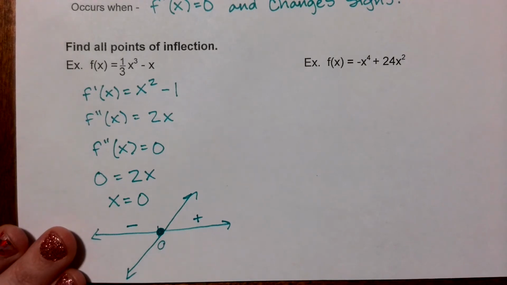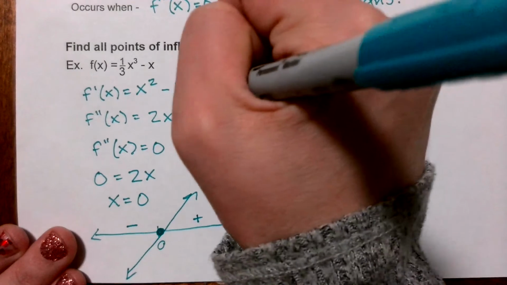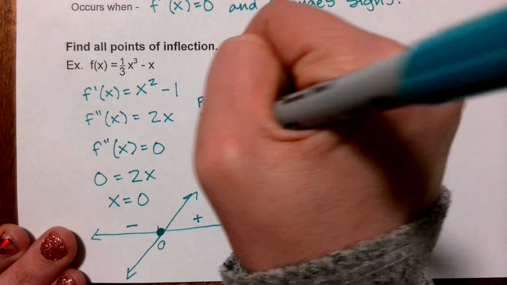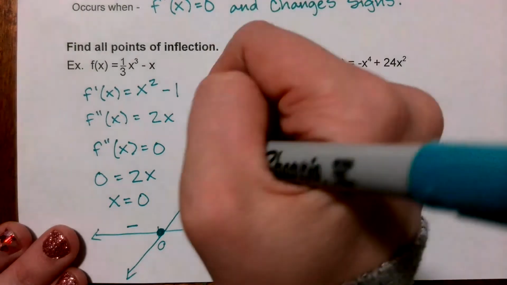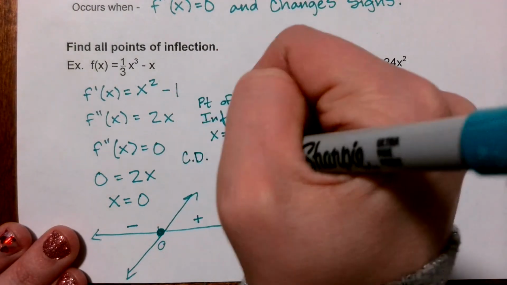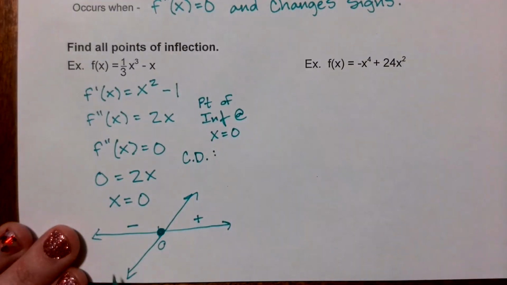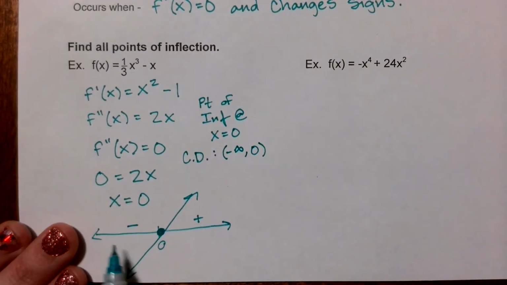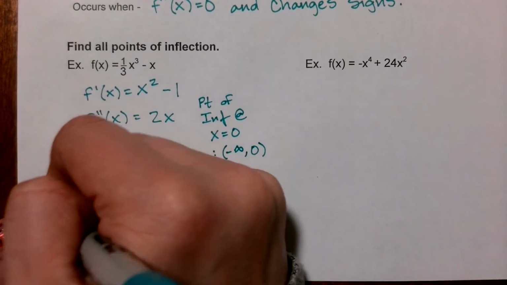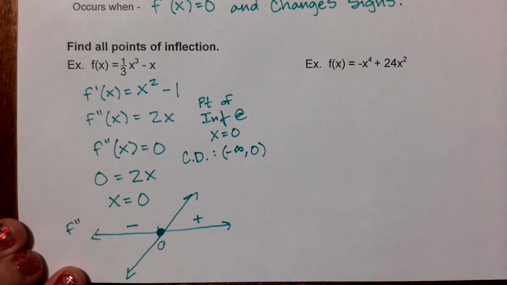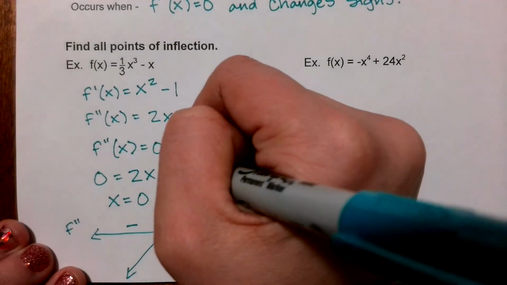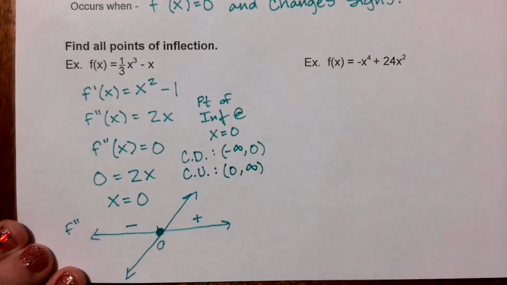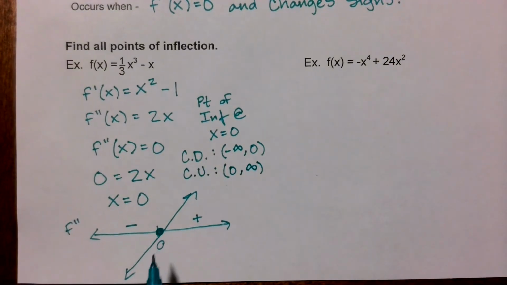I'm going to go ahead and add in our concavity here, that we would have a point of inflection at x equals 0. But also, I know that we're going to be concave down from negative infinity to 0, because that's where our function f double prime, it's always helpful to put that out to the side so we know what we're looking at, is negative, and then we're concave up from 0 to infinity.